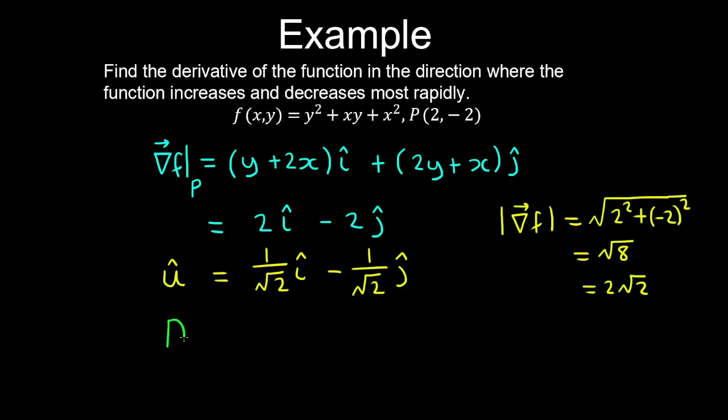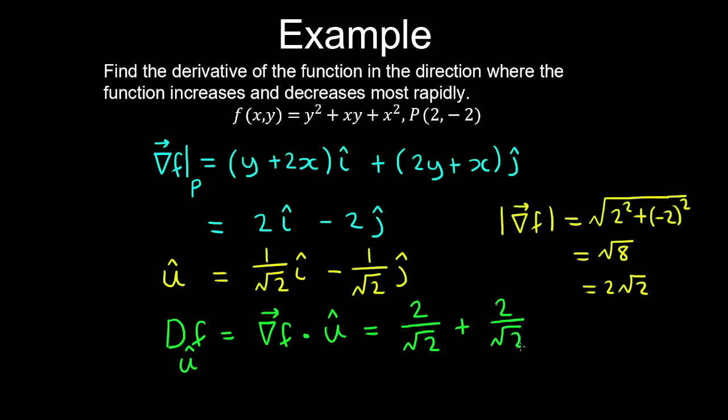So the derivative of f in the direction of u is the dot product between a gradient vector and the direction vector. So that gives 2 by 1 on root 2, or 2 on root 2, minus 2 by minus 1 on root 2, which is plus 2 on root 2, which is 4 on root 2.